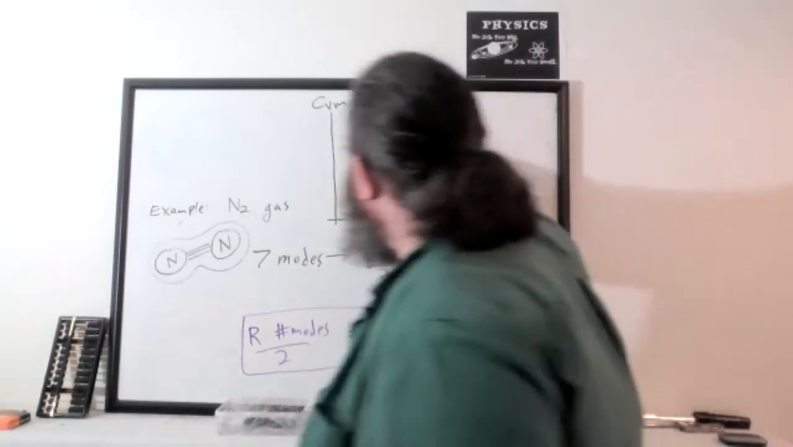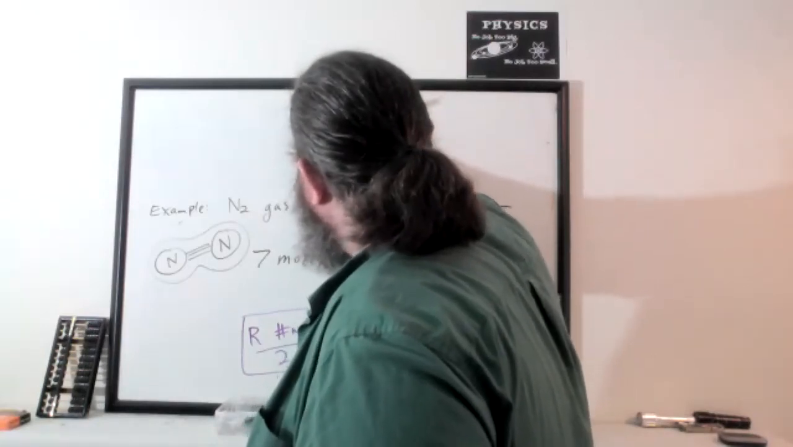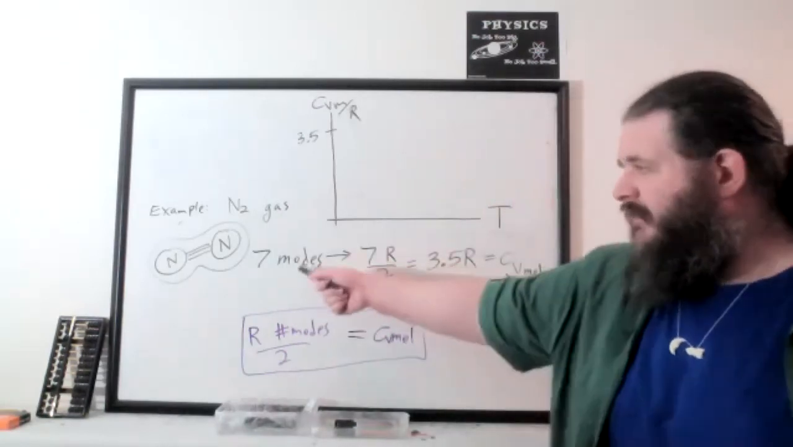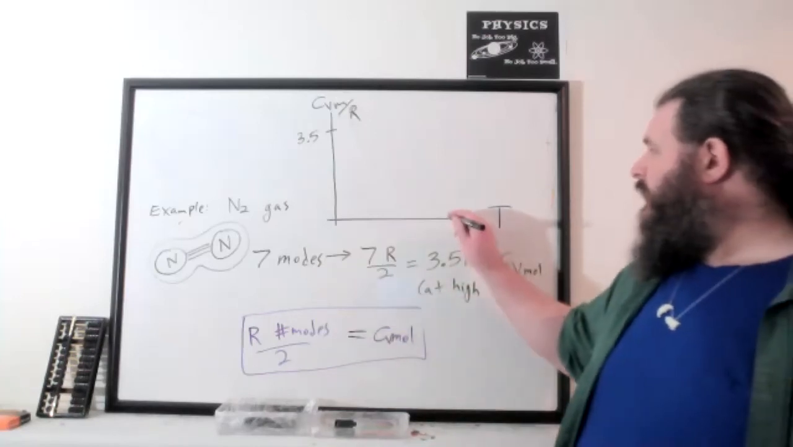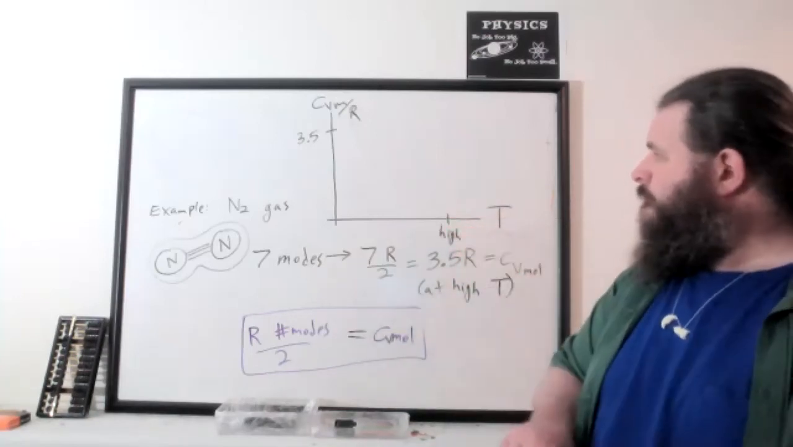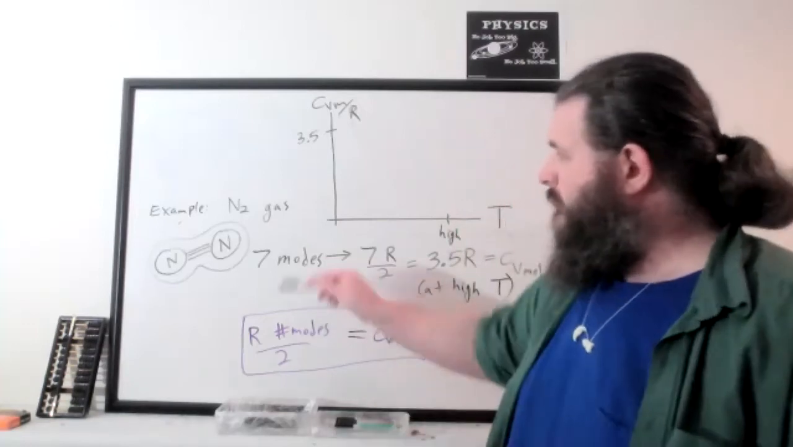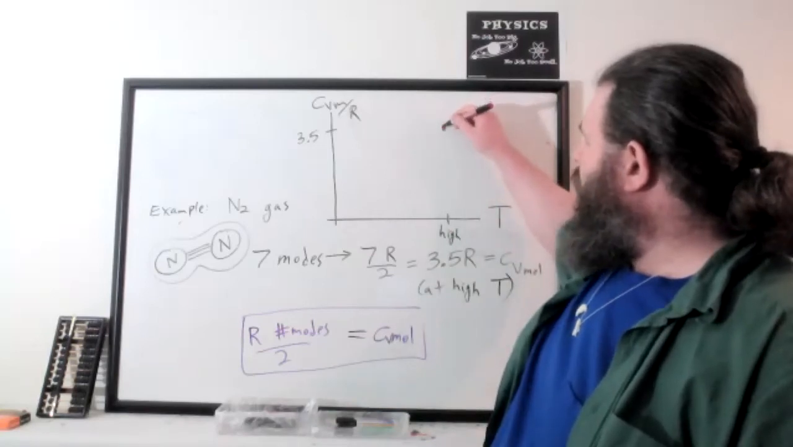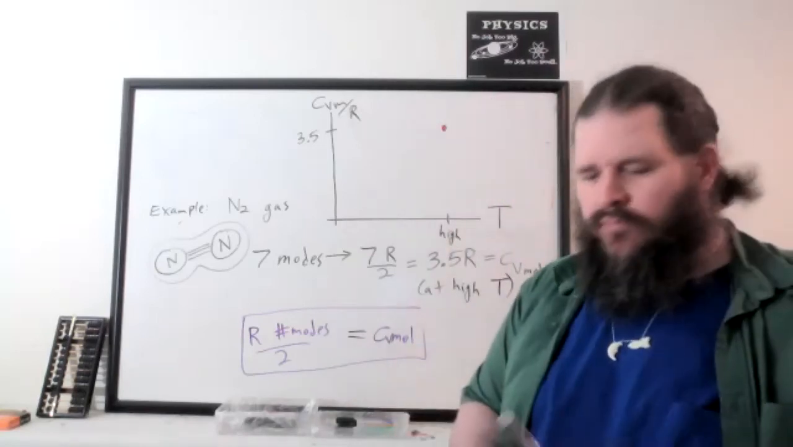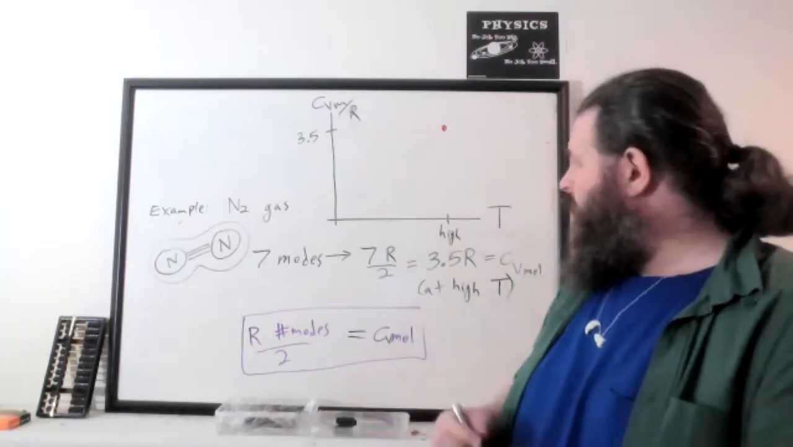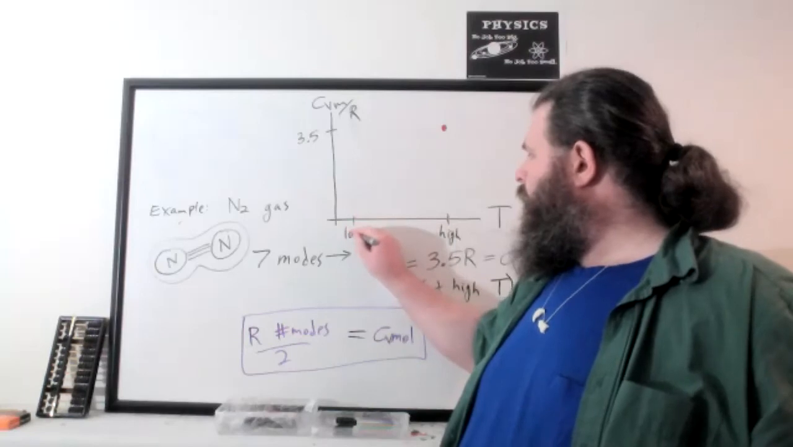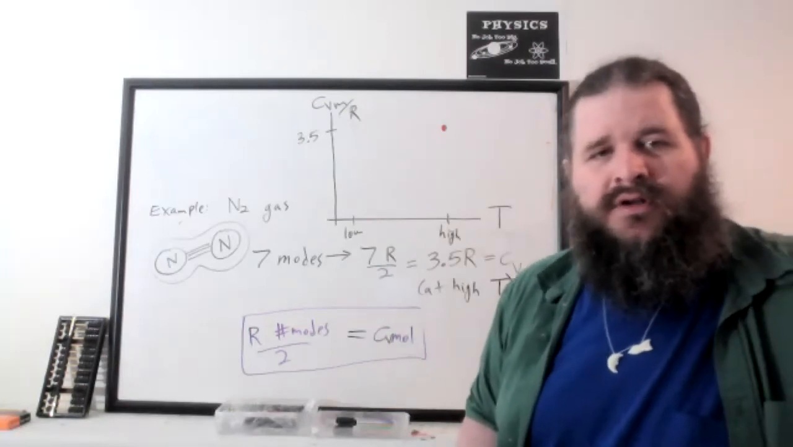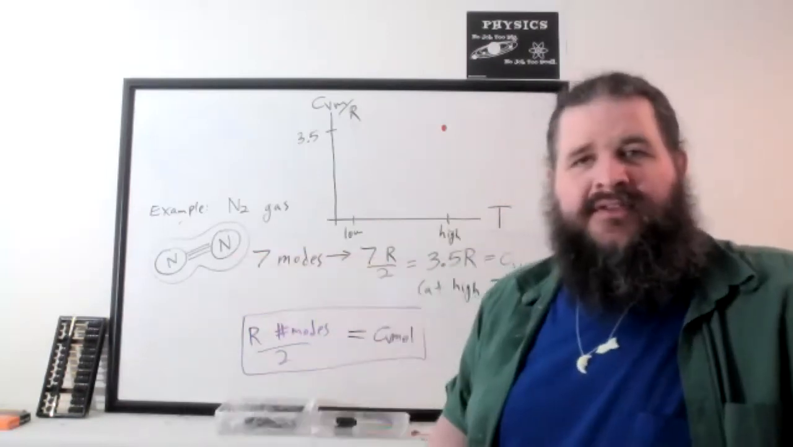So if we have 3.5 as a value on the graph, that really means 3.5 R, which really means 7 modes. So we know at very high temperatures, we should expect 7 modes in this nitrogen, and therefore the heat capacity per mole would be 3.5 R. But what about at very low temperatures? And presumably these would have actual numbers in Kelvin. But let's say the temperature is just very, very cold. How many modes would you expect this to have if the temperature is very cold?